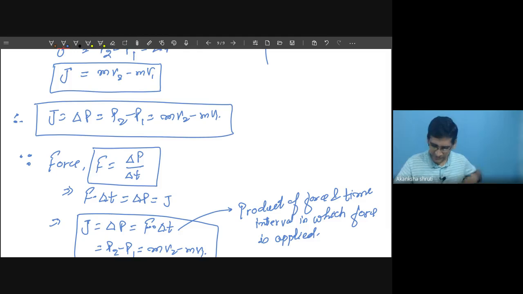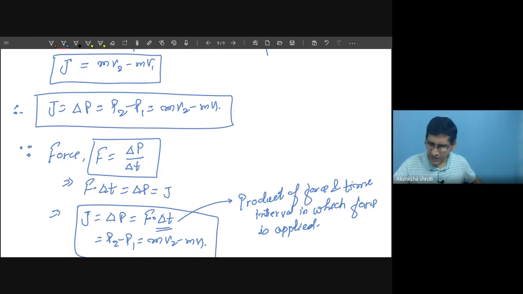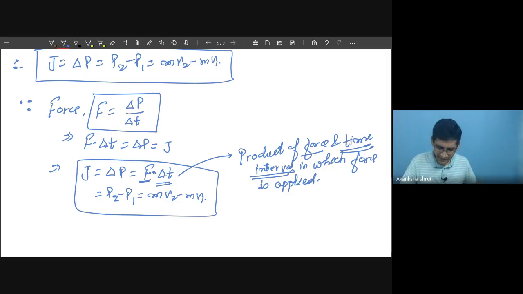It is this one. So this delta T denotes the time interval in which the force F is applied. It is simply calculated by calculating the change in momentum, by calculating the change in speed. Okay, students, so this is the other way of calculating.